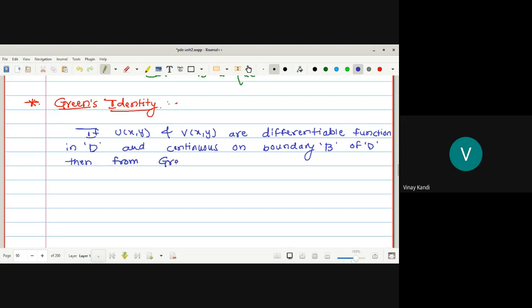Green's theorem. The integration on the region D of (ux plus vy) ds is equal to the integration on the boundary B of u dy minus v dx. So this is the Green's theorem. Call it equation number 1.